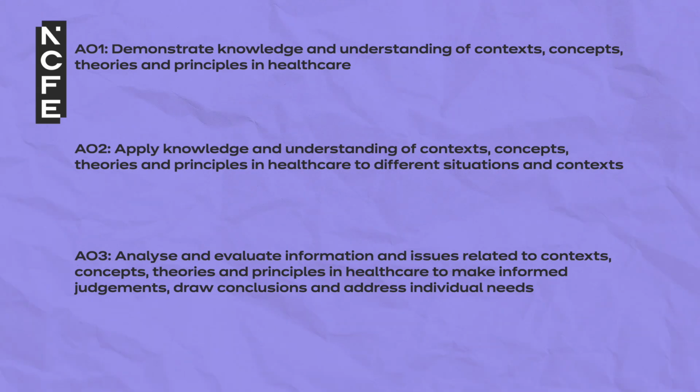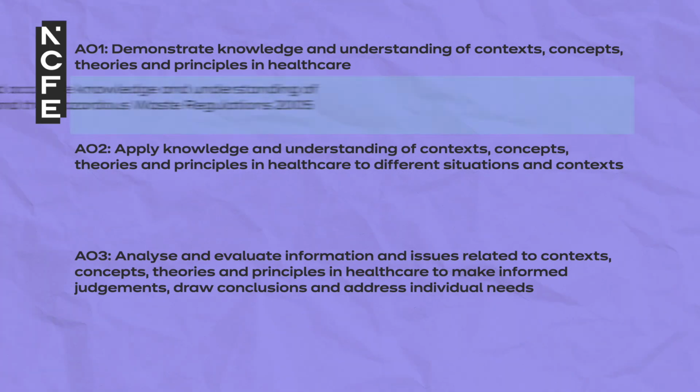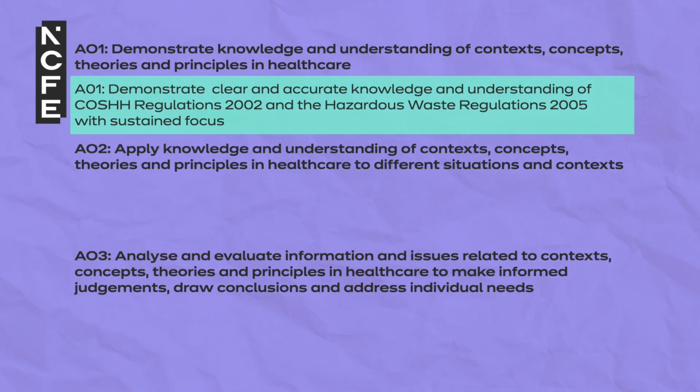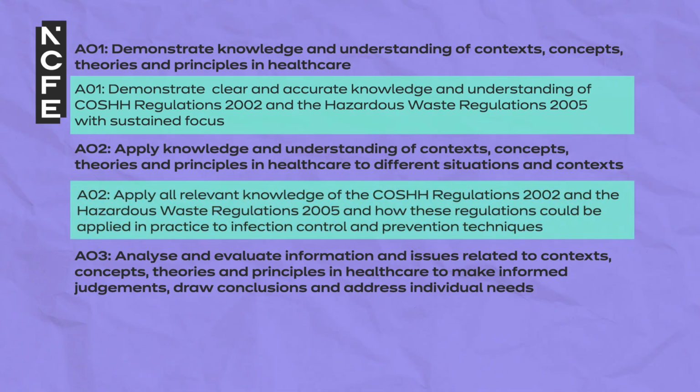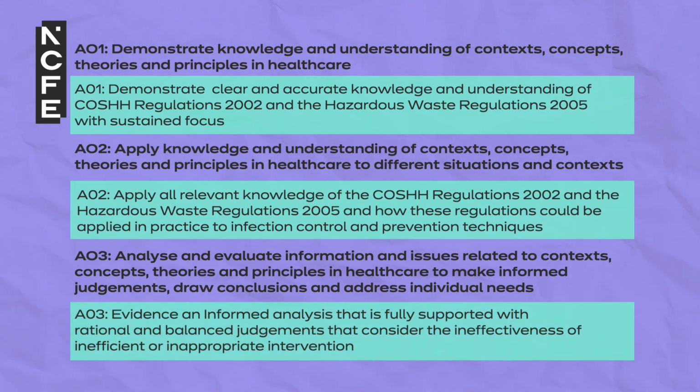To gain marks in the top band for this question, students need to show AO1: demonstrate clear and accurate knowledge and understanding of COSHH Regulations 2002 and the Hazardous Waste Regulations 2005 with sustained focus. AO2: apply all relevant knowledge of COSHH Regulations 2002 and the Hazardous Waste Regulations 2005 and how these regulations could be applied in practice to infection prevention and control techniques. And for AO3, evidence and informed analysis that is fully supported with rational and balanced judgments that consider the ineffectiveness of inefficient or inappropriate intervention.